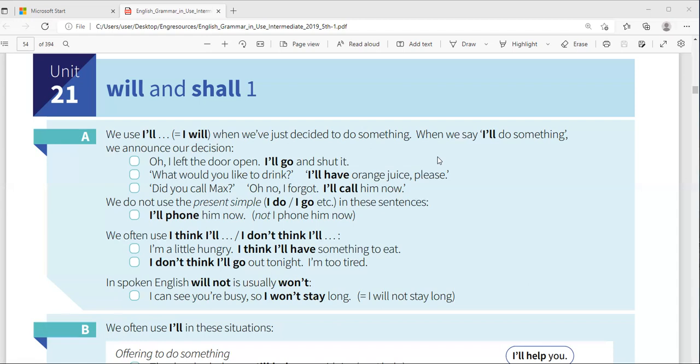But what about will? So will talks about the future, but there is nothing that is arranged. No decision is made before. Will, remember class, will or shall is used to announce our decision. So will is the one that is used to announce decisions. There is no prior knowledge about what is going to happen.